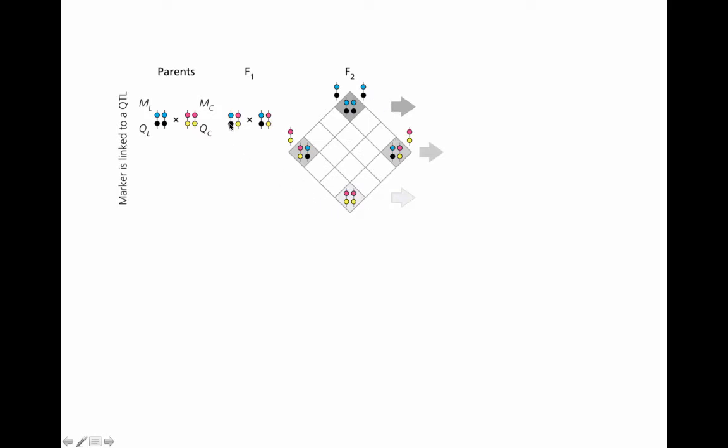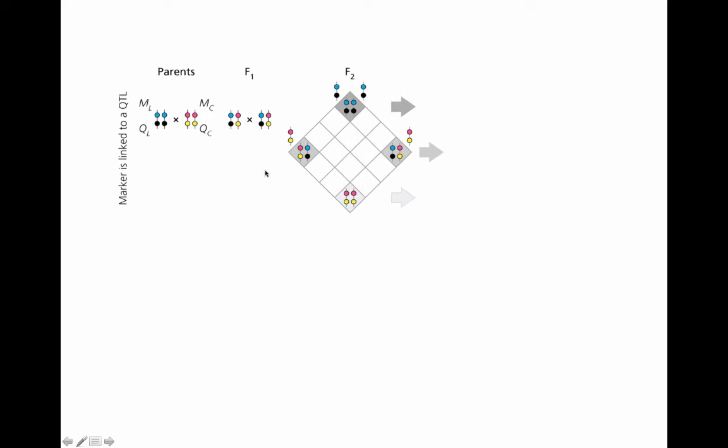You can get a blue-black from one parent and a blue-black from the other parent, and that represents this situation. You can get a blue-black from one parent and a pink-yellow from the other parent. That's the scenario in this box here. You can get a pink-yellow from this parent and a blue-black from this parent, this scenario here. Or you can get a pink-yellow from both parents down here.